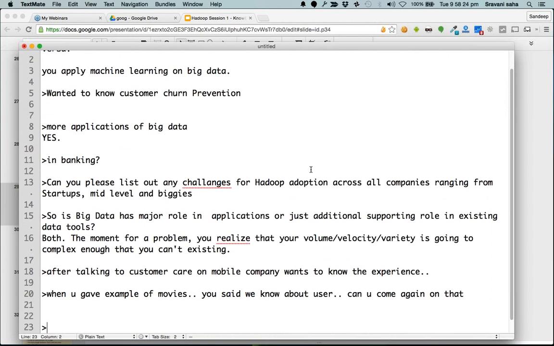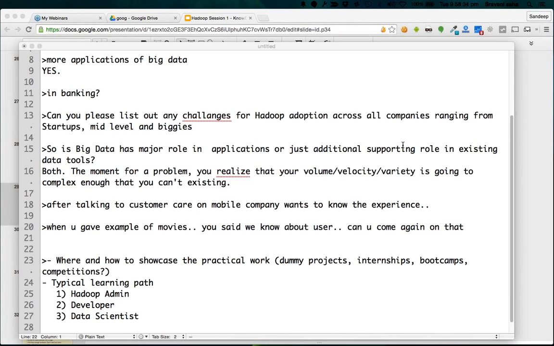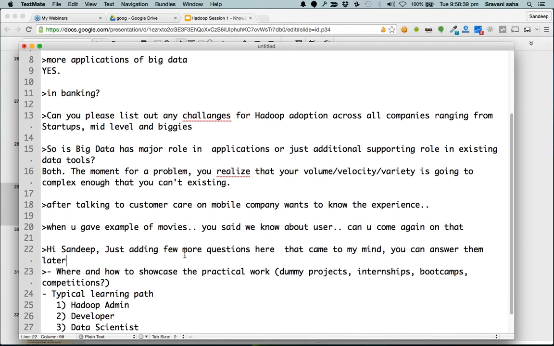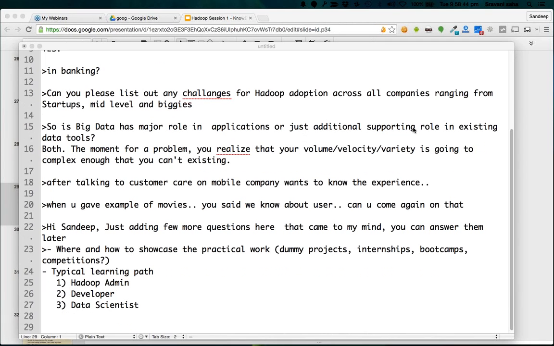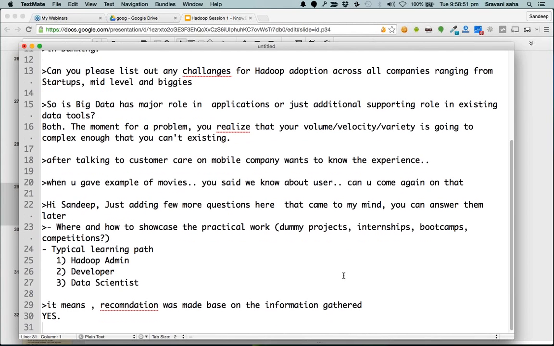There is a question from Darshan. We will take up this question and talk about it in detail. Any other questions at this point for me? Sridhar's point is that the recommendation was made based on information gathered. That's correct.